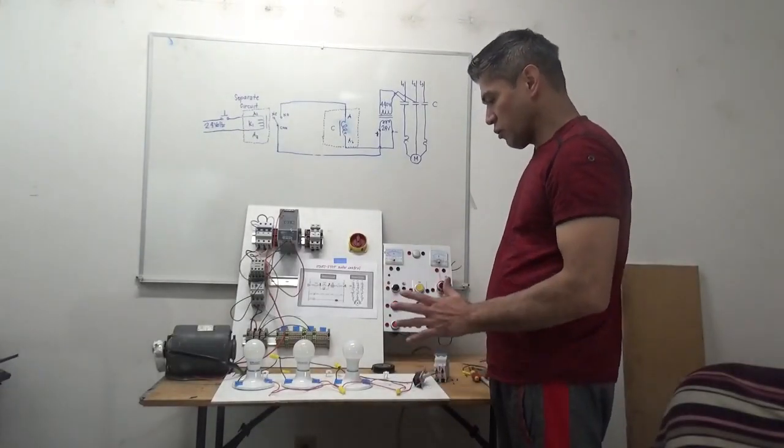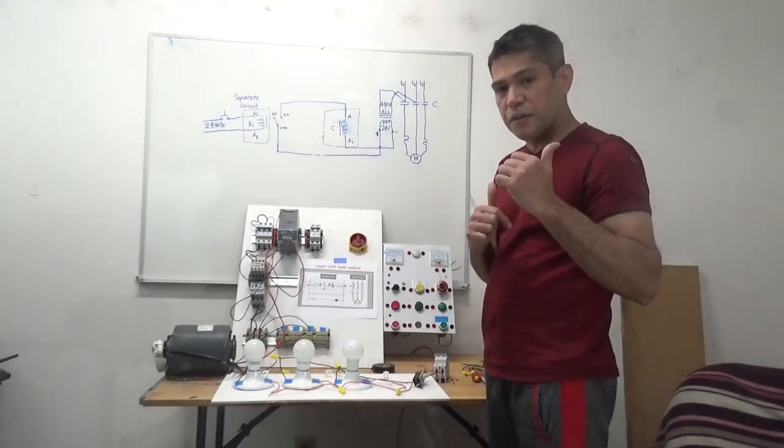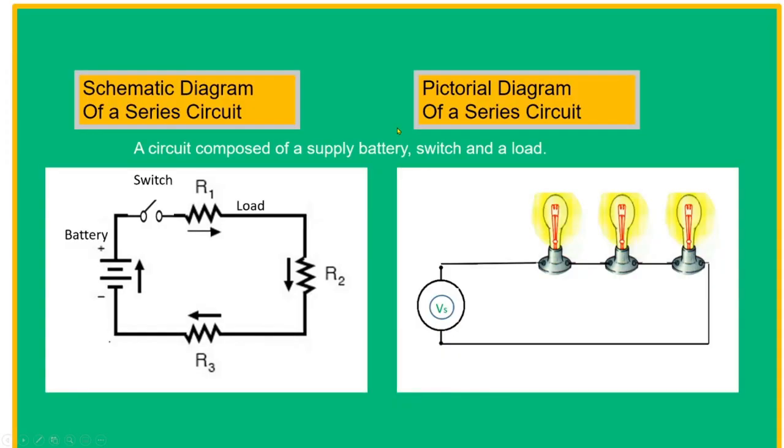So we're going to discuss first the schematic diagram of a series circuit and the pictorial diagram of a series circuit. A circuit composed of a supply battery, a switch, and a load. This is our circuit and this is our supply battery. We have a switch and we have a load. Our loads here are resistors R1, R2, and R3. And on the other side, we have a pictorial diagram of a series circuit. This is our load, our lamps that are connected in series.